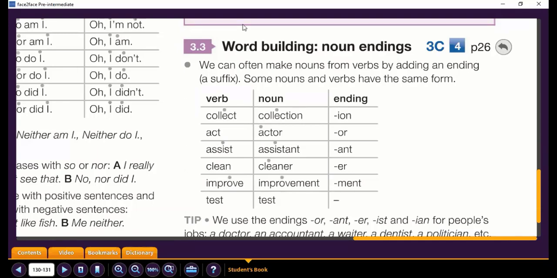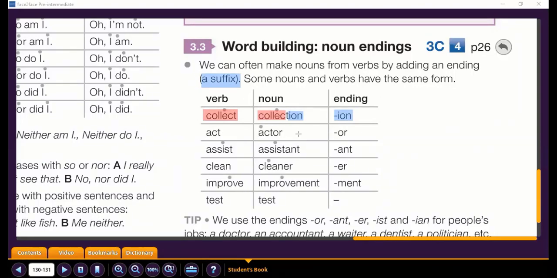Okay, so when we have the noun, for example, this is collect, okay? And this is again collect. And what did we add to it? We added ion to make it a noun. So what do we call ion? We call it what, guys? A suffix. A suffix is the group of letters you add to the end of the word, so you can change it from a verb to a noun.